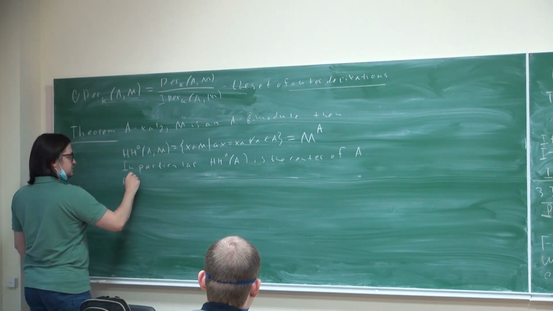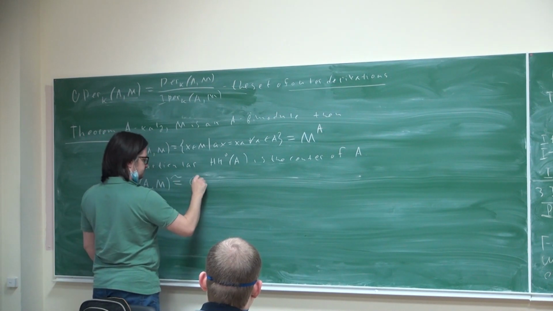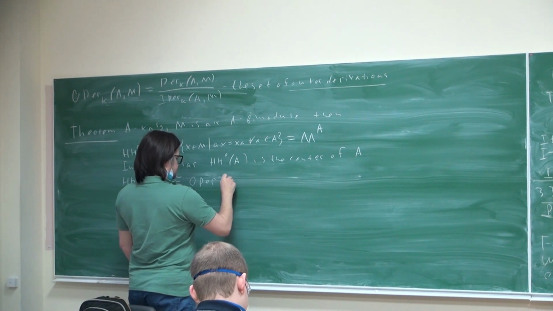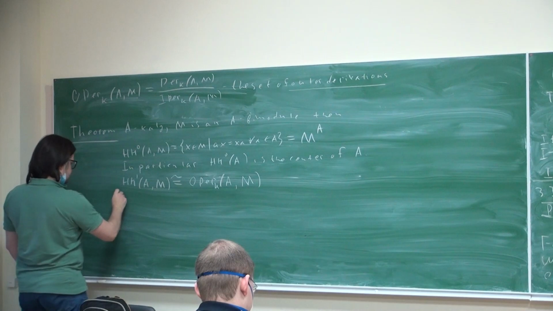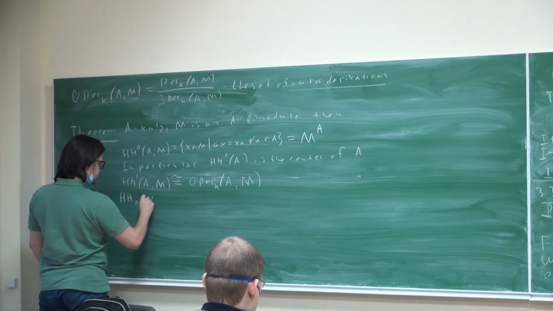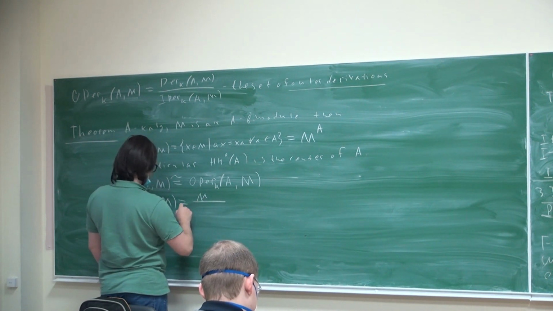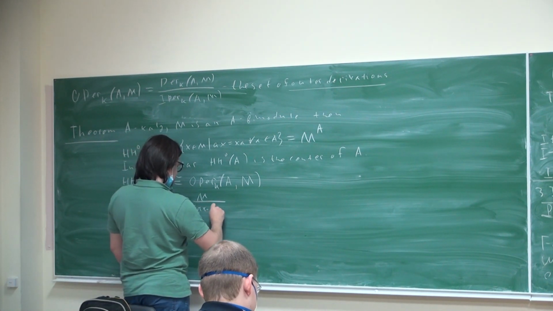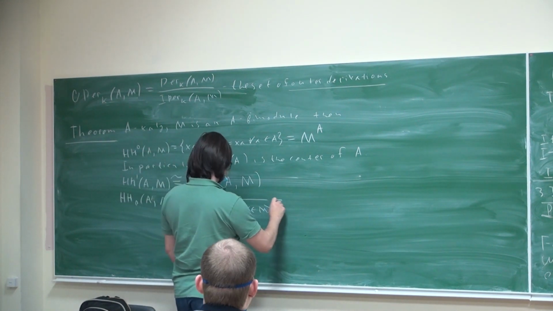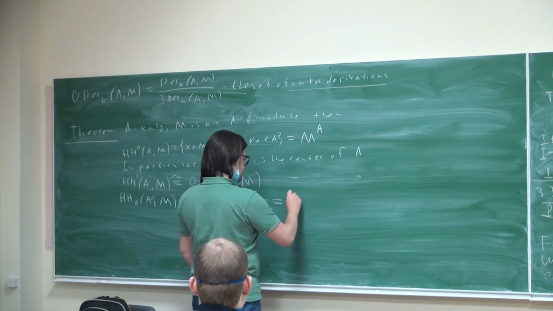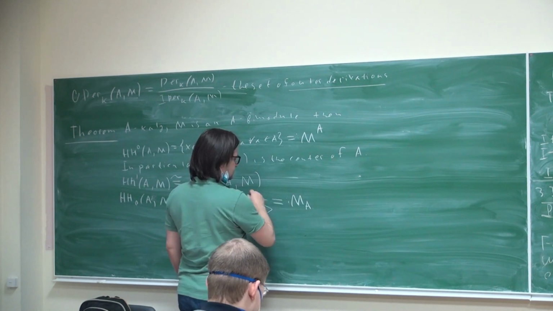Then the first Hochschild cohomology of A with coefficients in M is isomorphic to the set of outer derivations of A with coefficients in M. And finally, the zero Hochschild homology of A with coefficients in M is the factor space of M by the subspace generated by ax minus xa for a in A, x in M. In some sense, it's the abelianization of M. It is denoted by M_A. I think this is notation.